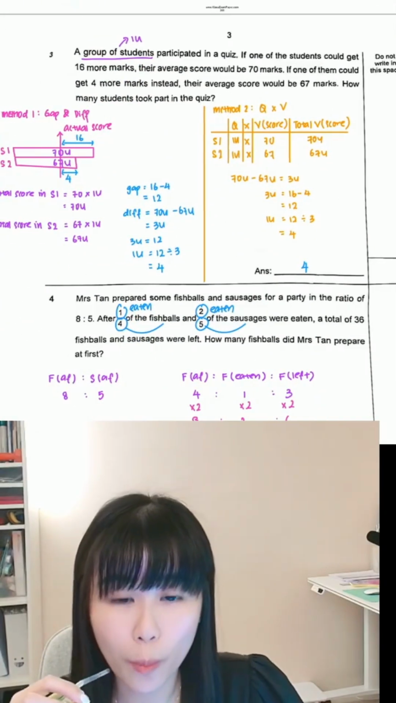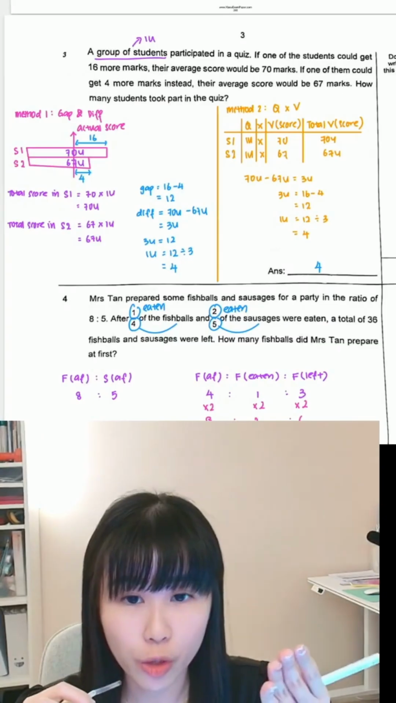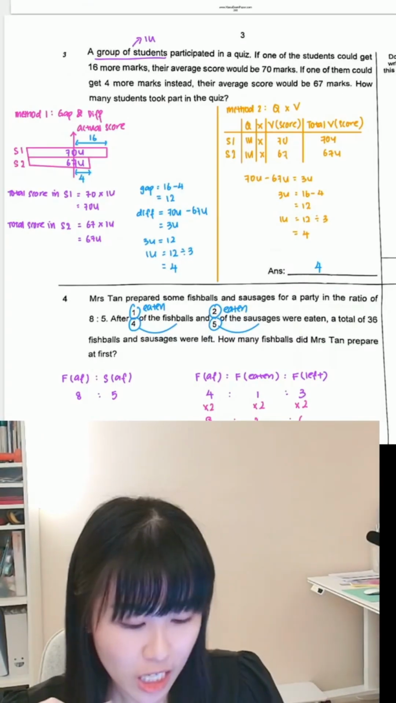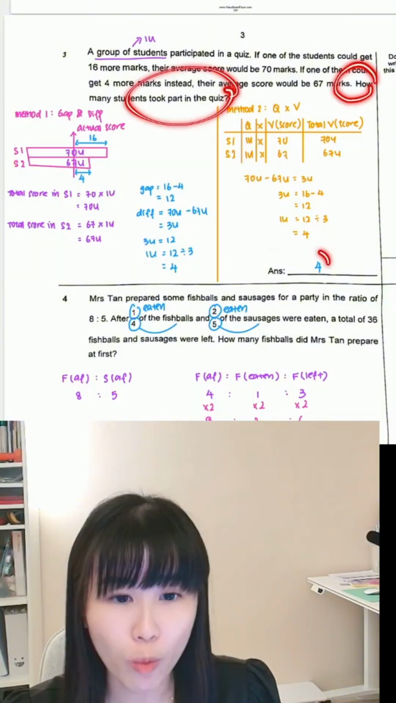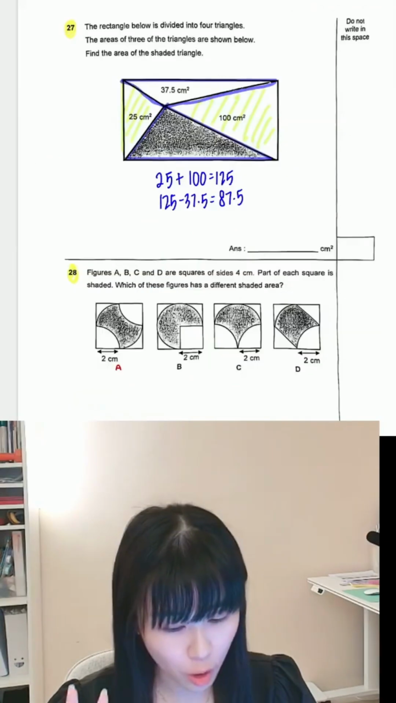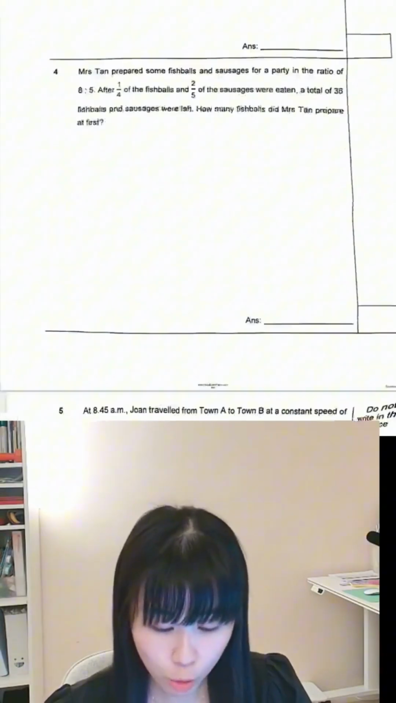You can do by total. Actually, okay, teacher units here put gap and difference, quantity and value. The third method is guess and check. Honestly speaking, how many students took part in the quiz? You try 1, 2, 3, 4, the fourth one you get already. I teach you method 2 and I teach you guess and check. Maybe you all don't understand method 2, you still can do guess and check.